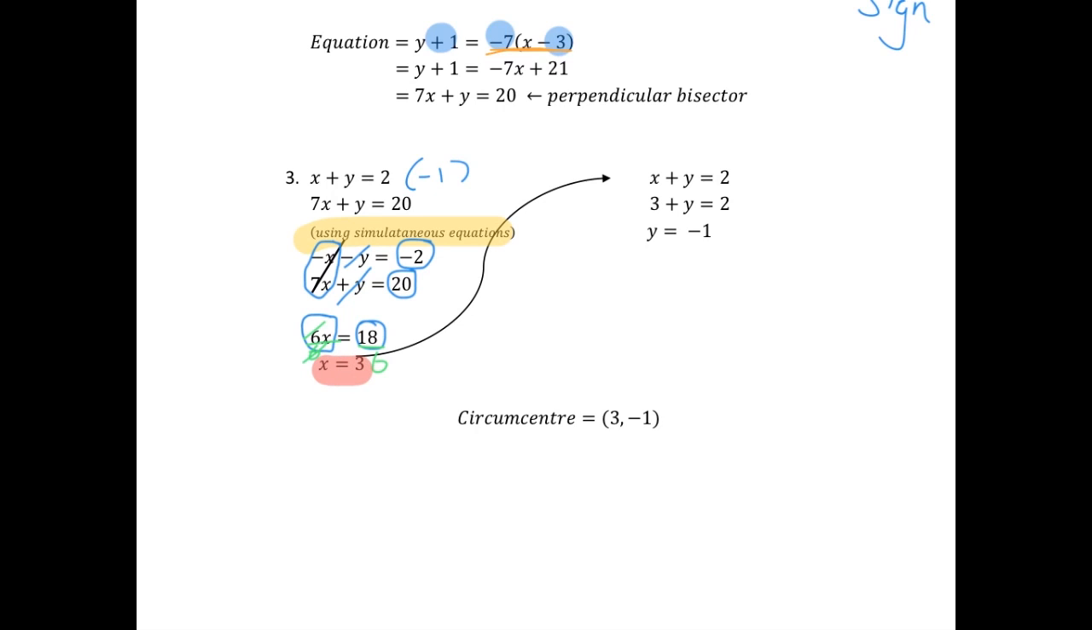Then we can take this value and plug it into one of our equations. One of our equations was x plus y equals 2. We already know x is 3, so that means 3 plus y equals 2. Then all we have to do is subtract 3 from both sides. Minus 3 plus 3 cancels, leaving y is minus 1. That leaves us with our circumcenter having coordinates x equal to 3 and y equal to minus 1.